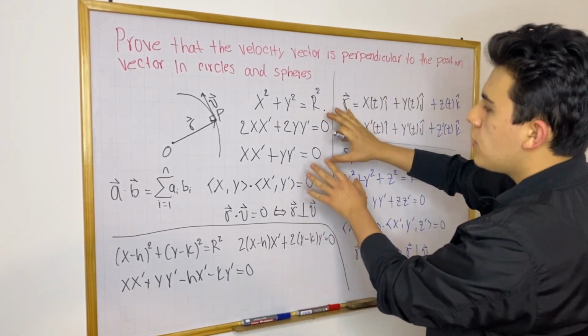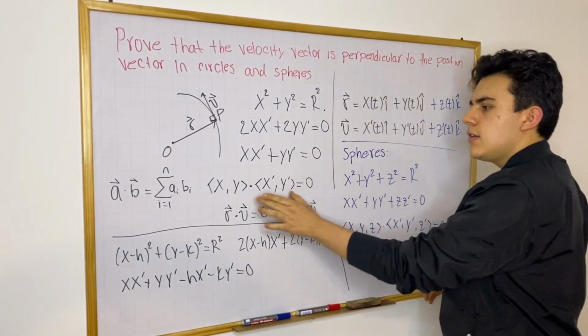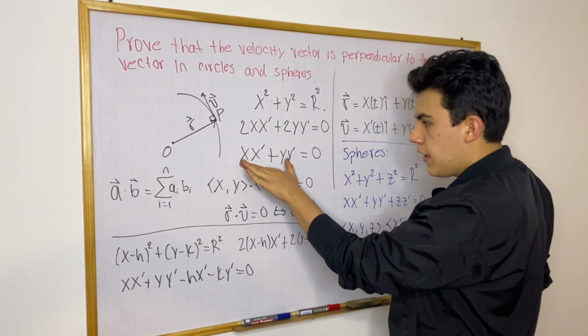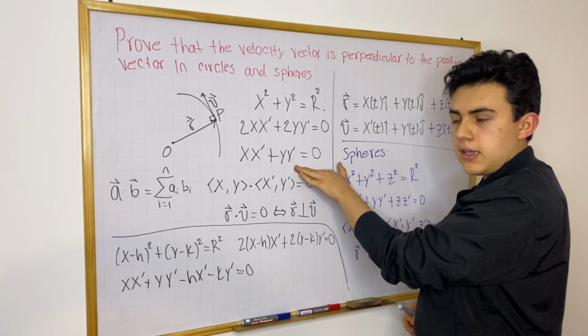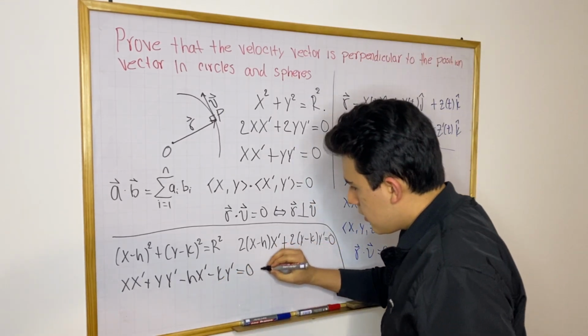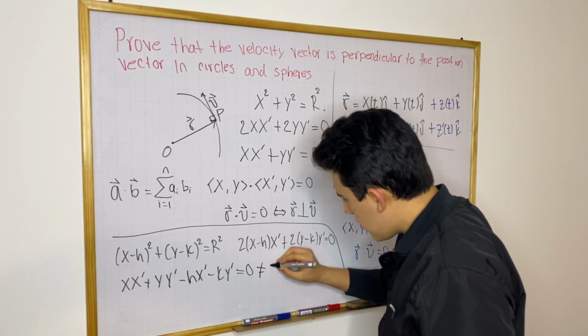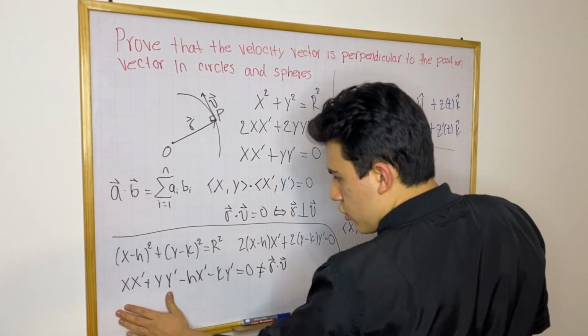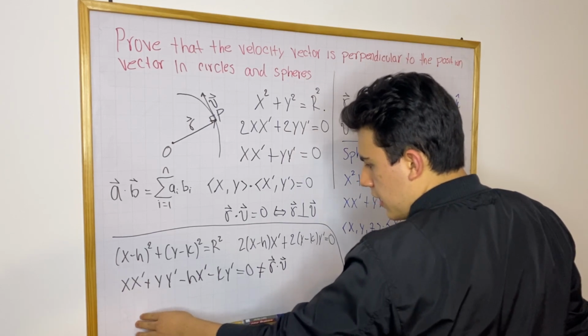So up here we said that this equation is the same as taking the dot product between r and v. This equation is just r dot v. This equation is no longer r dot v. This is not the same as r dot v. This portion over here would be r dot v, but then what does that mean?